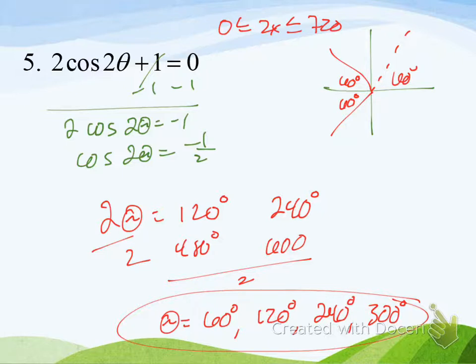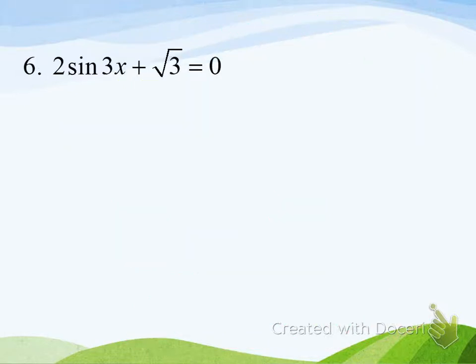All right, next one. Same thing, it's sine. So to get sine by itself, we've got to subtract the square root of 3, which is perfectly fine. Divide by 2.